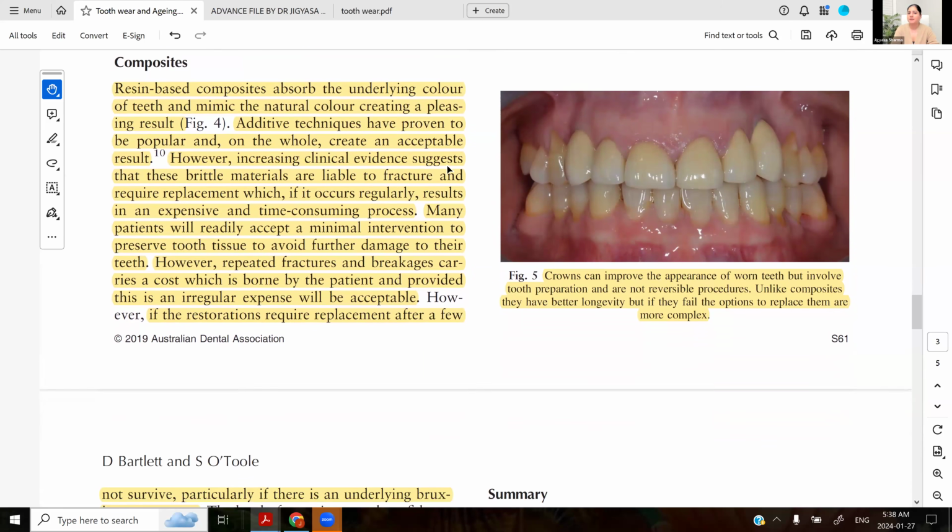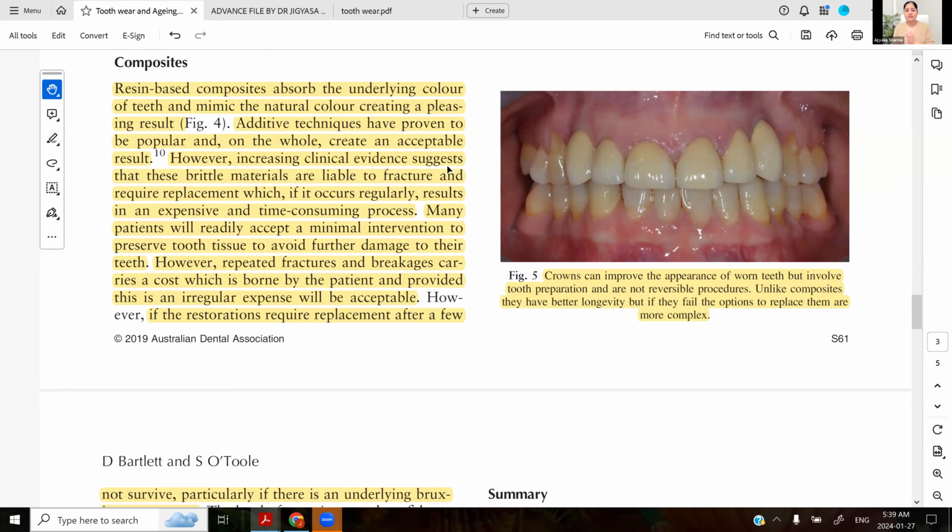Now, possible treatments for your tooth wear. Materials that you can go ahead and use: composites and crowns. We have 2 treatment choices. Let's talk about composites, where you can use them, and what challenges and problems you may face with them. Resin bonded composites absorb the underlying color of the teeth and mimic the natural color, creating a pleasing result. Additive techniques have proven to be popular, and on the whole, they create an acceptable result.